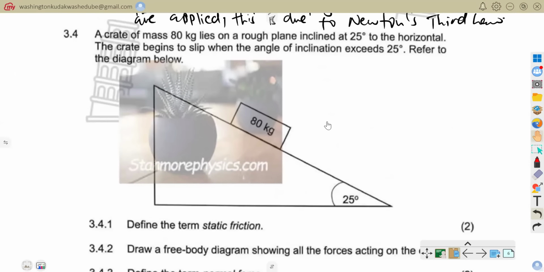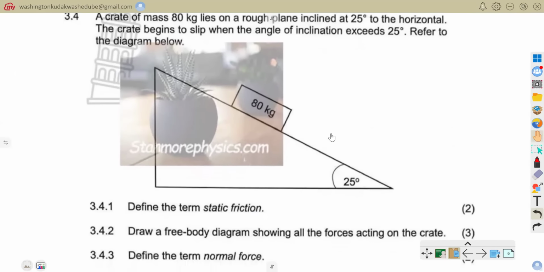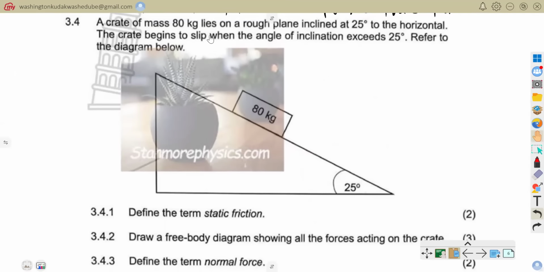Now let's go to 3.4. 3.4 is saying a crate of mass 8 kg lies on a rough inclined plane at 25 degrees to the horizontal. The crate begins to slip when the angle of inclination exceeds 25 degrees. Refer to the diagram. So if the crate moves only when we start exceeding this, it simply means that when we are still at this angle, the object would be resting on this inclined plane.